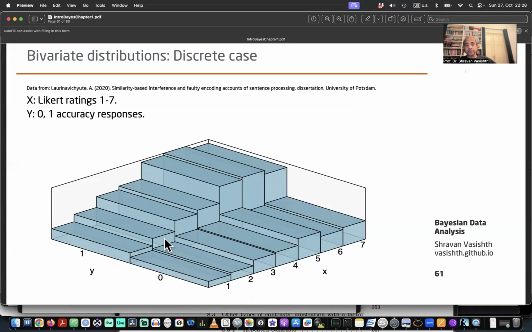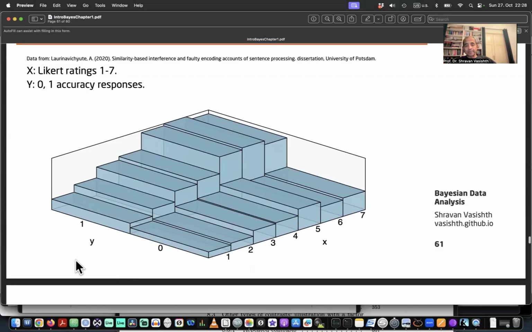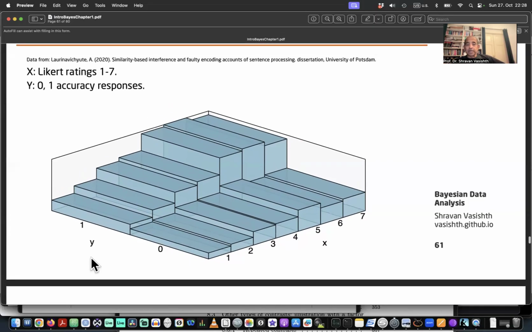So what we're talking about here is a distribution that represents the joint distribution of these two sets of random variables, x and y. This is the joint distribution now. Graphically, you can see what it looks like, right? So I can see, for example, for the Likert rating 1, the probability distribution for 0, 1 responses are these two bars here. For the Likert rating 2, there are these two responses, correct and incorrect responses, and so on, right? You can see this.